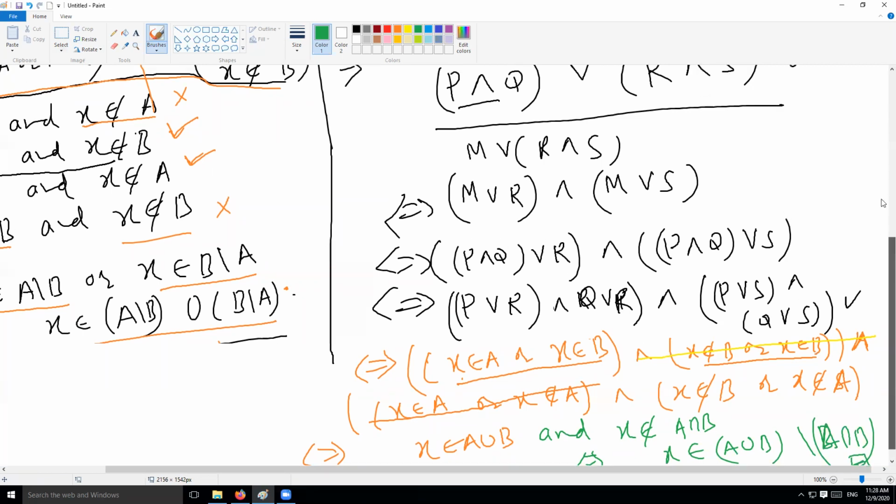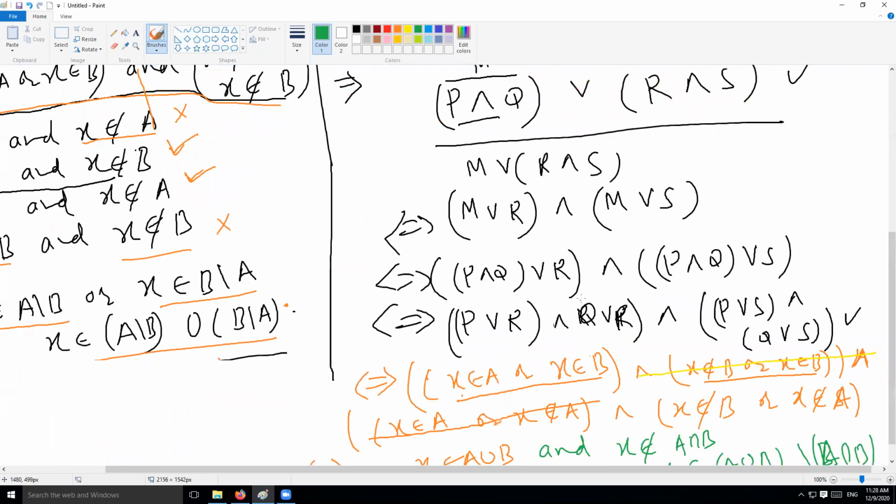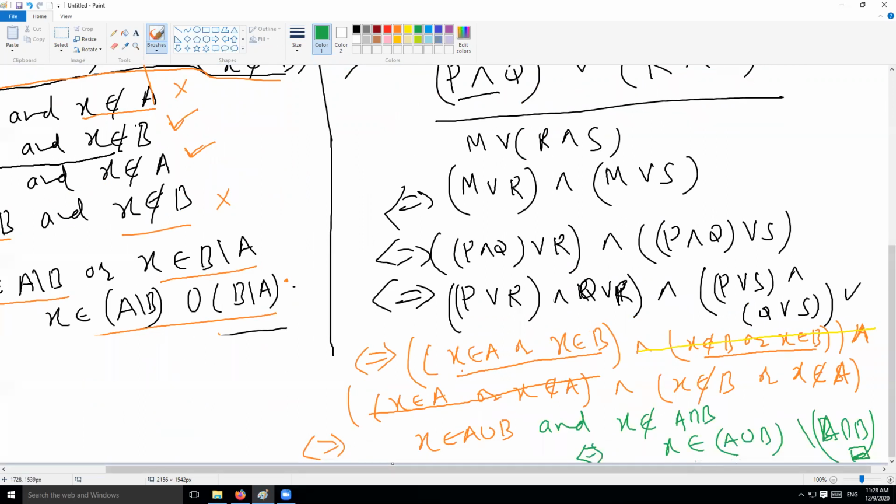Why? Because you wanted to show that A minus B is a subset of A union B minus A intersection B. So we picked an element from here and showed that it also belongs to here. समझ आ रही है बात? ठीक है?